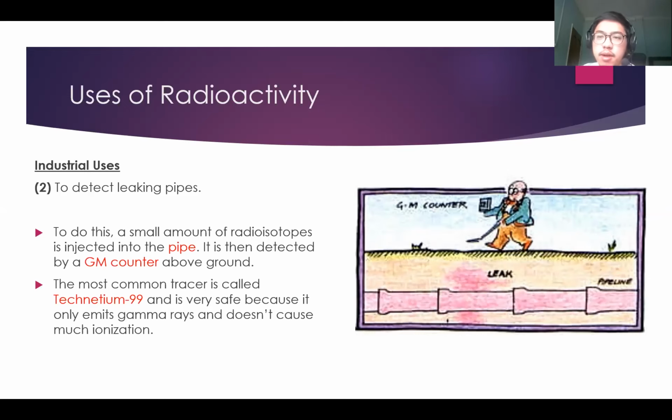Now, why do we use gamma rays in this case? Can you figure it out? We use gamma rays because they are very strong when it comes to penetration, and the rays have to pass through the ground and reach above the ground. Gamma rays are the best when it comes to that.